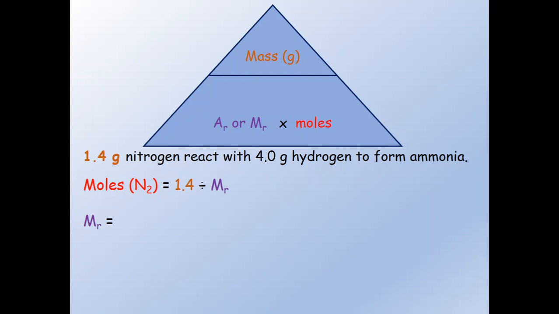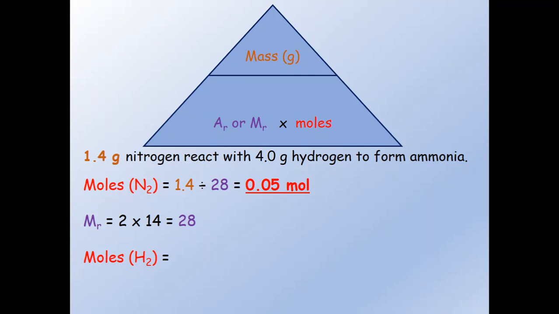Nitrogen has an atomic mass of 14, and because there are 2 nitrogen atoms in a nitrogen molecule, we get 2 times 14, which gives us a relative formula mass of 28. We can now plug this into our equation. So we get 1.4 divided by 28, and this gives us 0.05 mole of nitrogen. Now we have to do the same again for hydrogen.